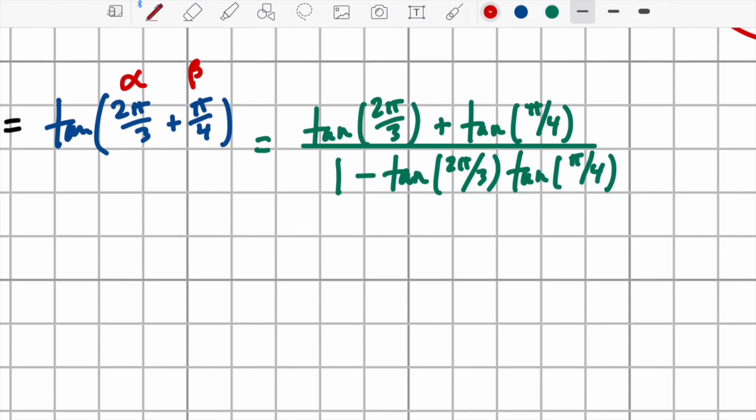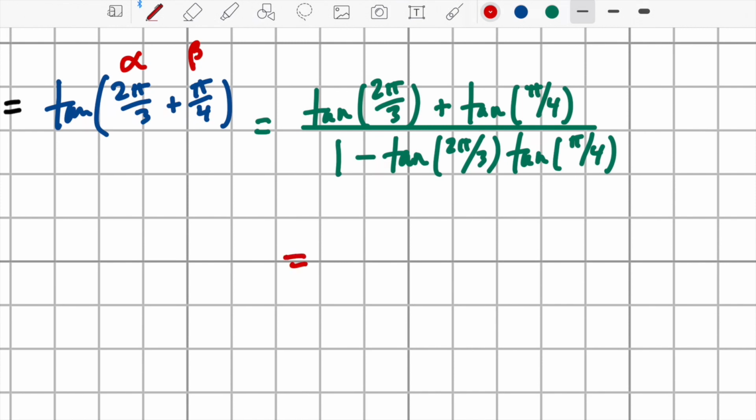So once it's written in that form, we want to evaluate. The tangent of 2 pi over 3 is going to be negative square root of 3, and that's because we are in quadrant 2 and tangent is negative there. Plus, the tangent of pi over 4 is 1, divided by 1 minus the tangent of 2 pi over 3, which is negative square root of 3. I'm going to put parentheses because there's a negative there. And then times the tangent of pi over 4, which is 1.